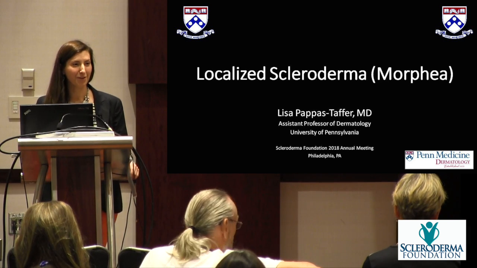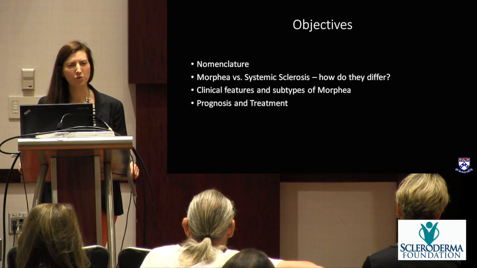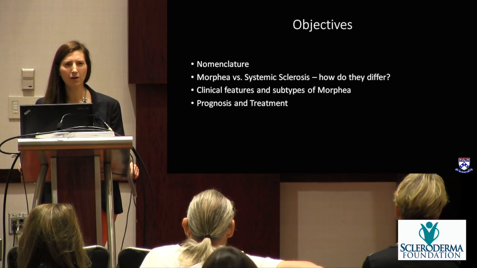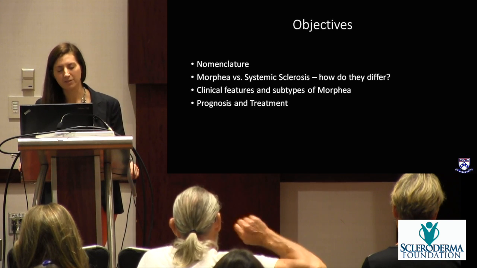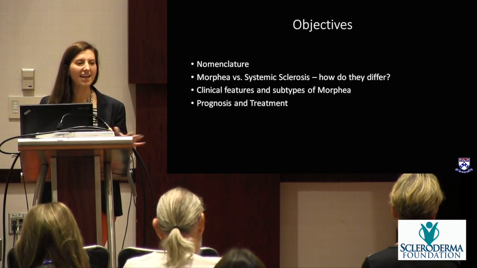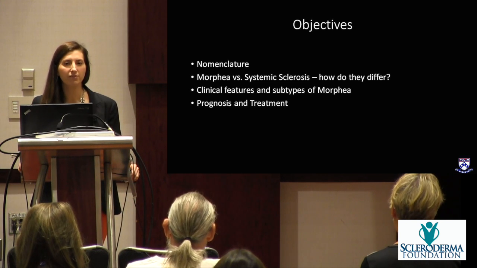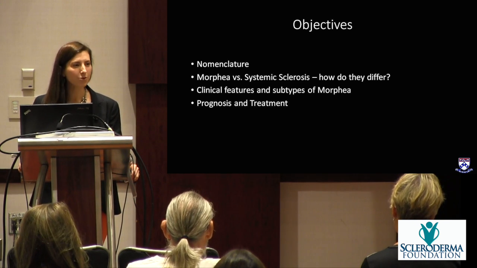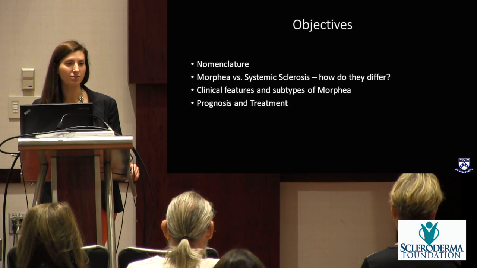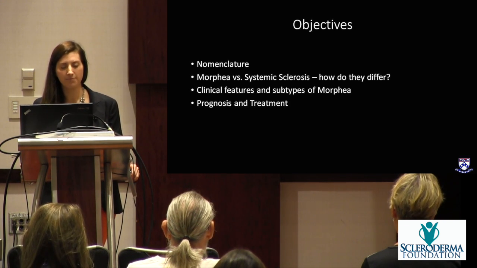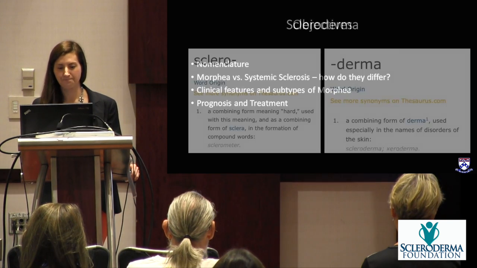So today we're going to talk about morphea, historically called localized scleroderma. What are we going to talk about? Nomenclature. So what are all of these different terms? Morphea, localized scleroderma, systemic sclerosis. It's confusing. We're going to go over it a little bit. It's confusing to me, at least. Morphea versus systemic sclerosis. How do they differ, and how do we differentiate? What are the clinical features and subtypes of morphea? And we're going to talk a lot about prognosis and also a little bit about treatment as well.